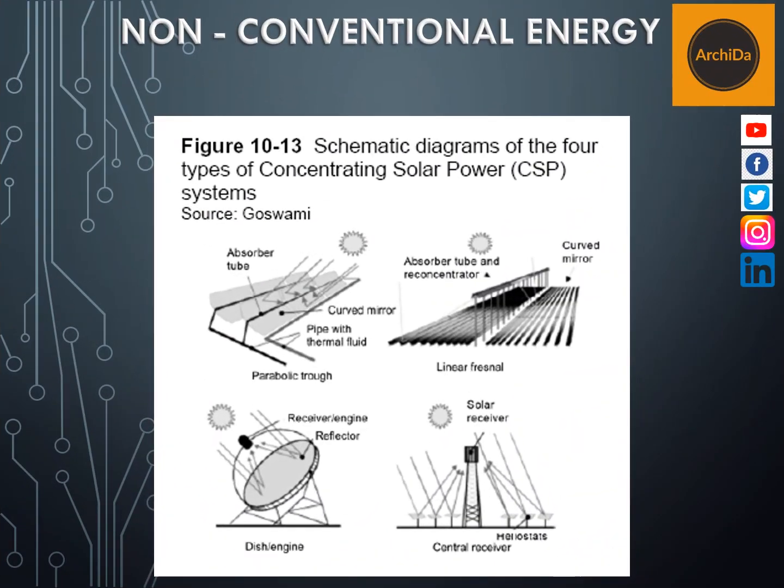The picture down below shows the schematic diagrams of the four types of CSP systems. You have a parabolic trough, a linear Fresnel, a dish engine, or a central receiver.